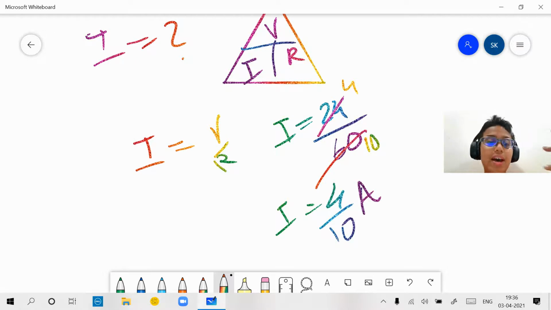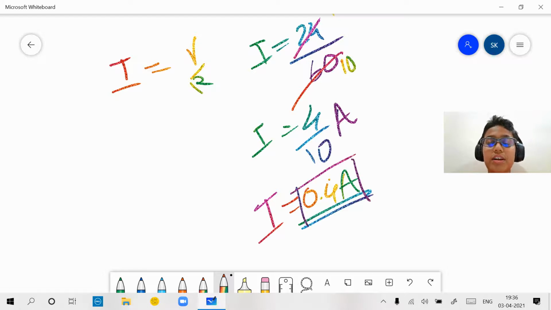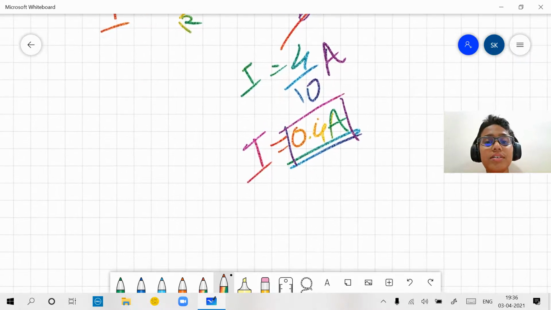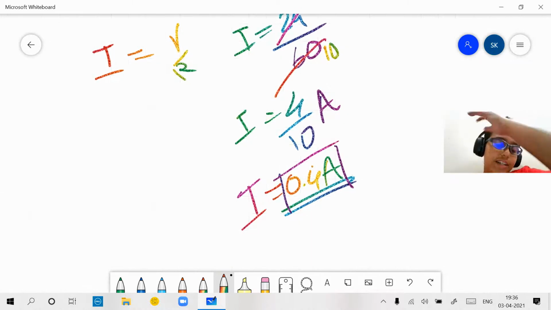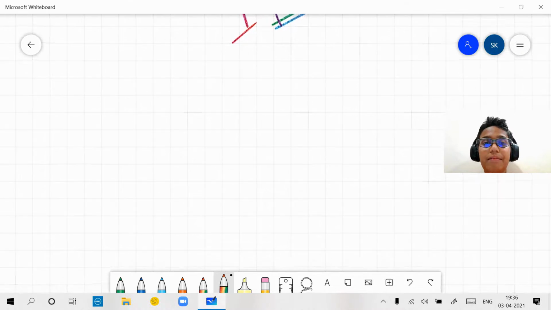Because the value for the voltage is in volts, the SI unit, and the resistance is also in the SI unit, the ohm, so it will come directly in ampere. 4 by 10 equals 0.4. So the answer for this question is 0.4 ampere. This is the final answer. The current flowing through the circuit is 0.4 ampere. If you want, you can write the sentence down in your book. It will be better for you to understand.